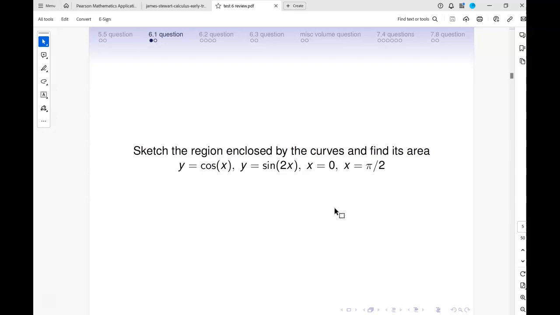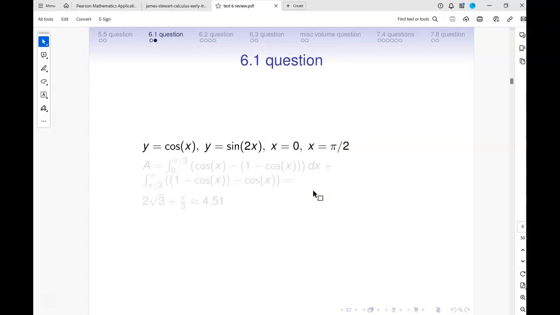What'd you guys get for the intersections? Pi over 6? That's good. Pi over 6 is your boundary where they switch which one's on top and which one's on bottom. Oh, pi over 3. Did I just screw this thing all up? Wait a minute. Yeah, I might have.